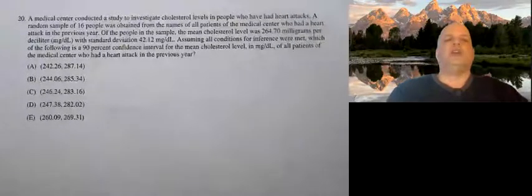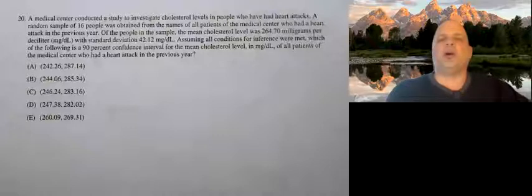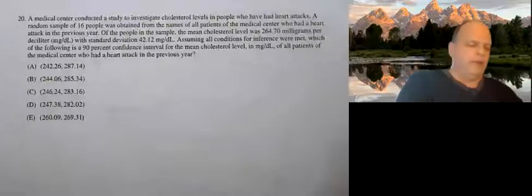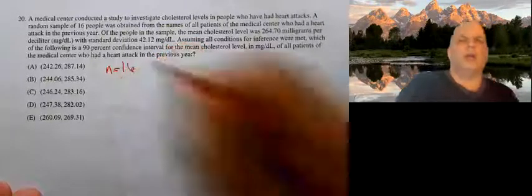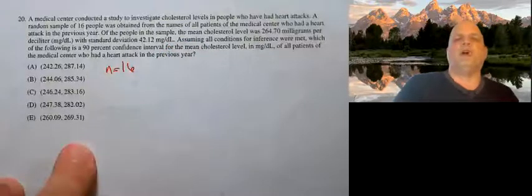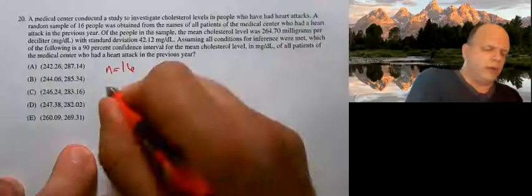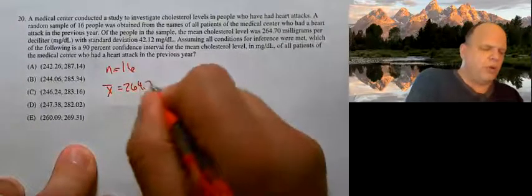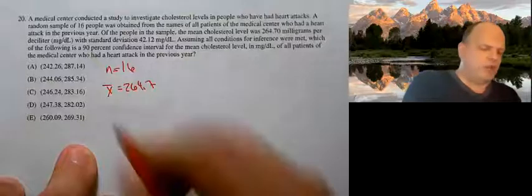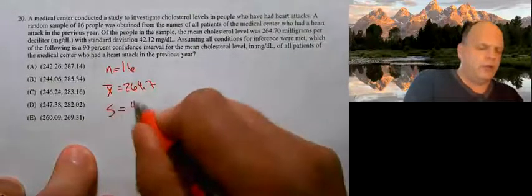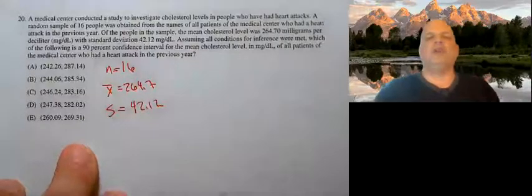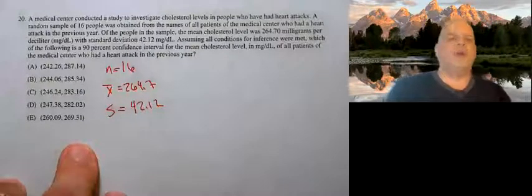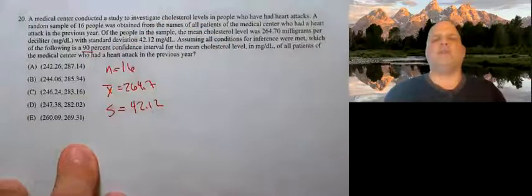Number 20, a medical center conducted a study to investigate cholesterol levels in people who have had heart attacks. A random sample of 16 people was obtained from the names of all patients of the medical center who had a heart attack in the previous year. So we have n equals 16. Of the people in the sample, the mean cholesterol level was 264.7. So our x bar equals 264.7. And the standard deviation of the sample is 42.12.